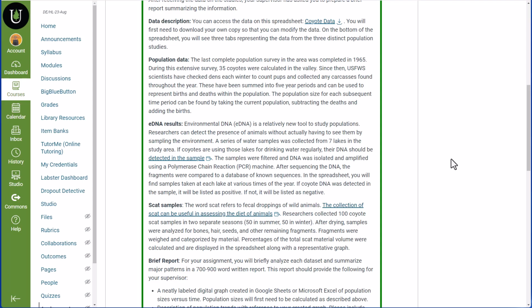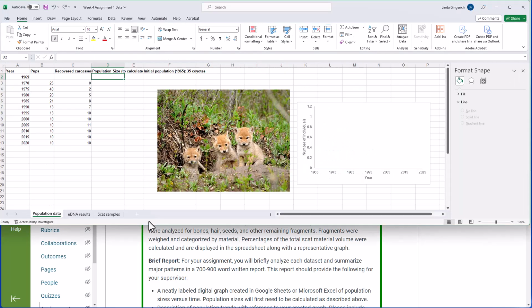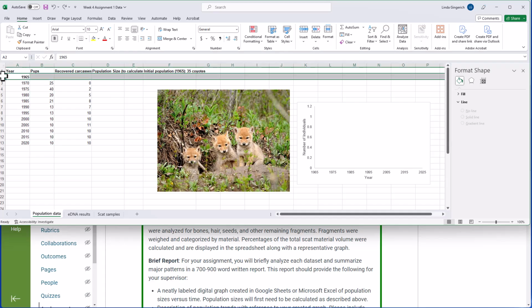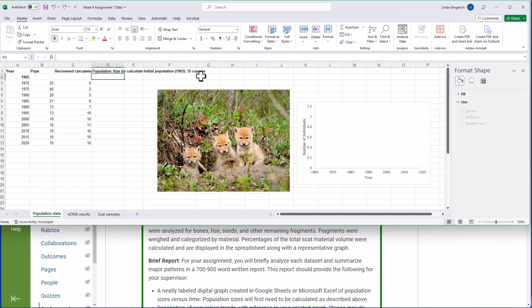First, let's go and take a look at the data. When you first open the coyote data, it'll look like this. Now, I've actually added this row. So I came in here and I just added a row in the beginning. So yours isn't going to have that 1965 there. But I wanted to add that so it will add it to my graph. And the population size it's saying here in 1965 was 35. So I'm going to put that there. So that's our starting population.